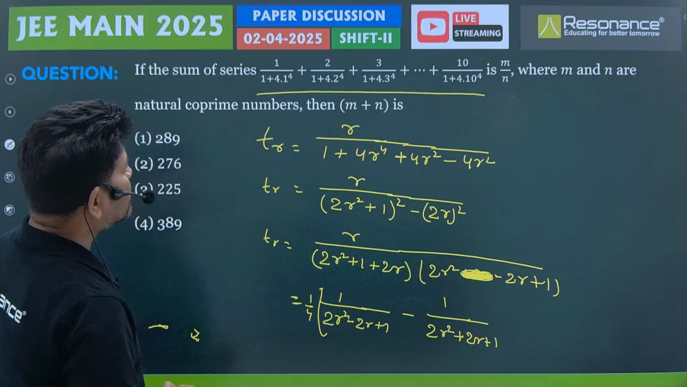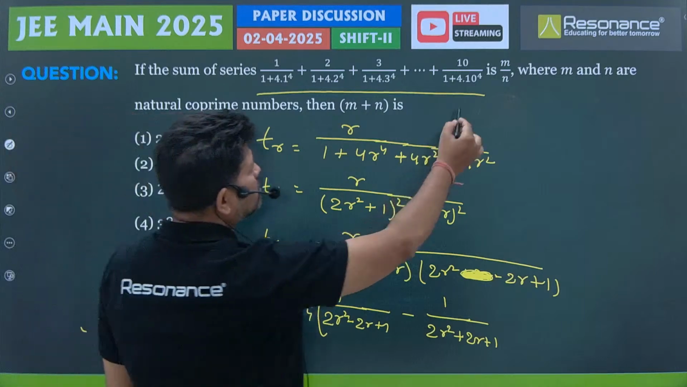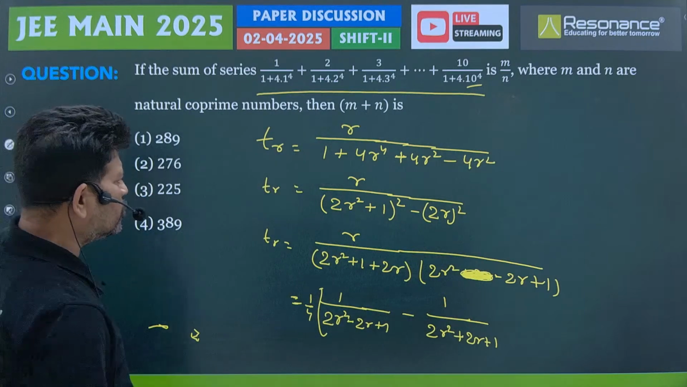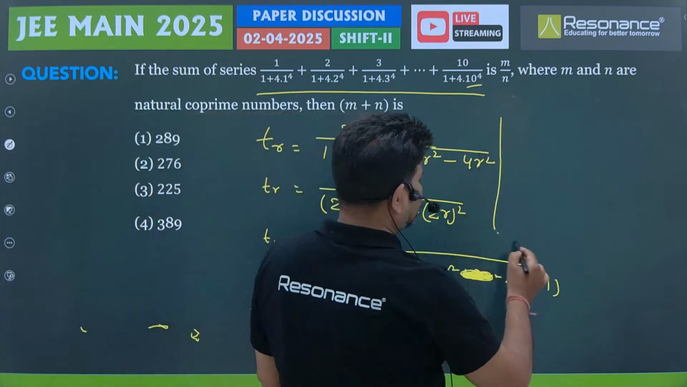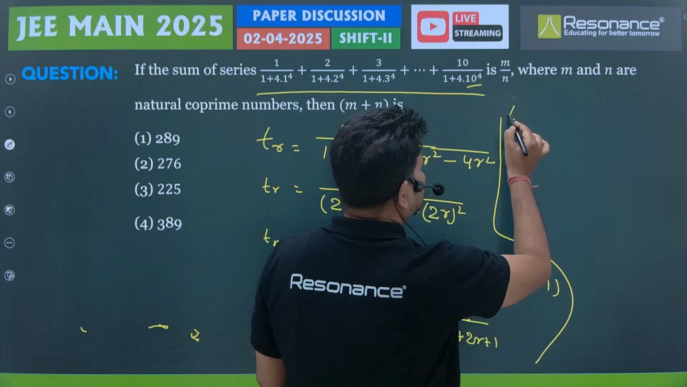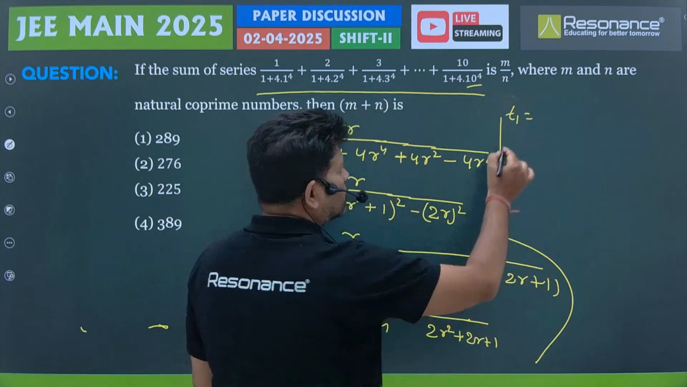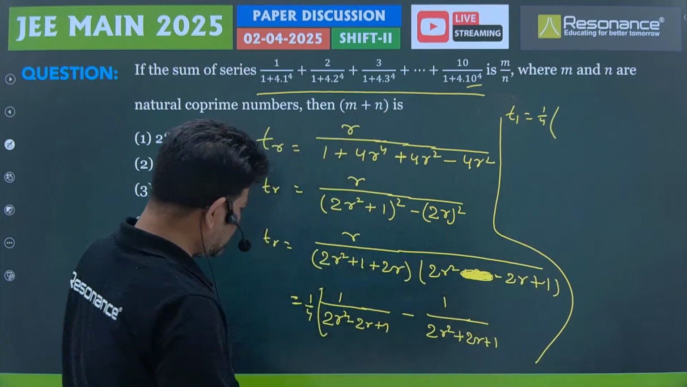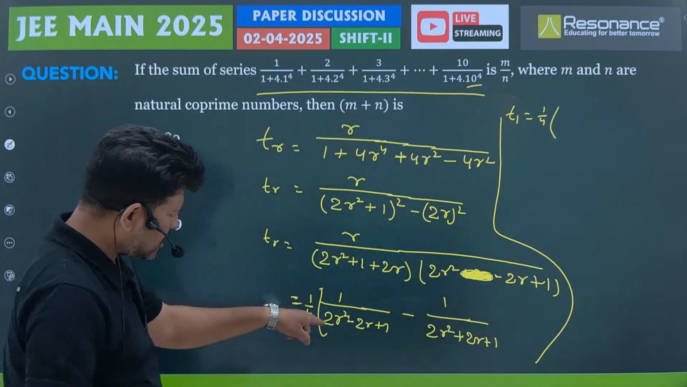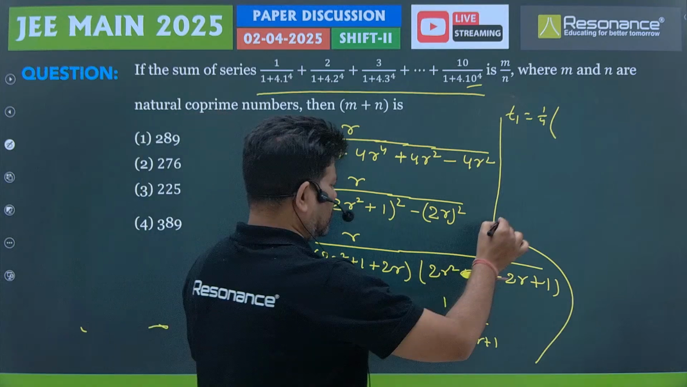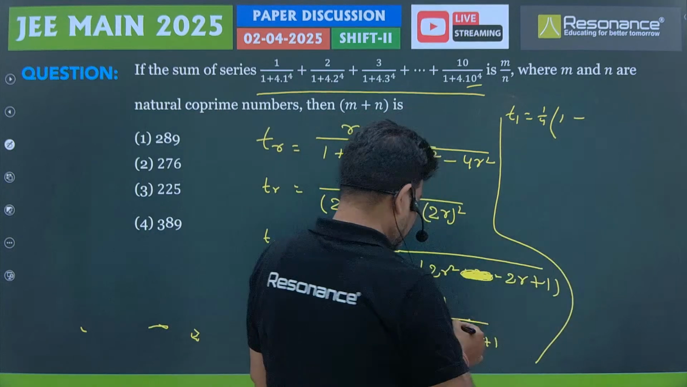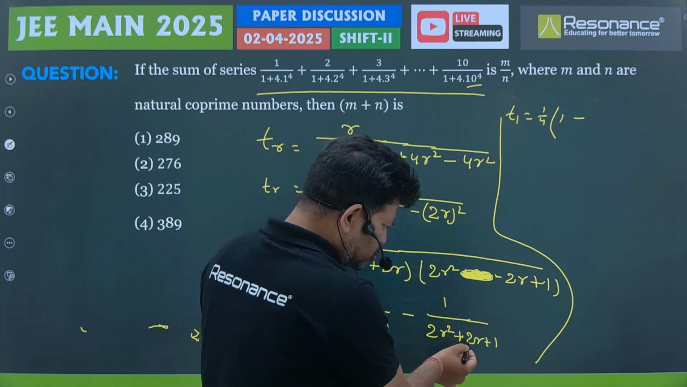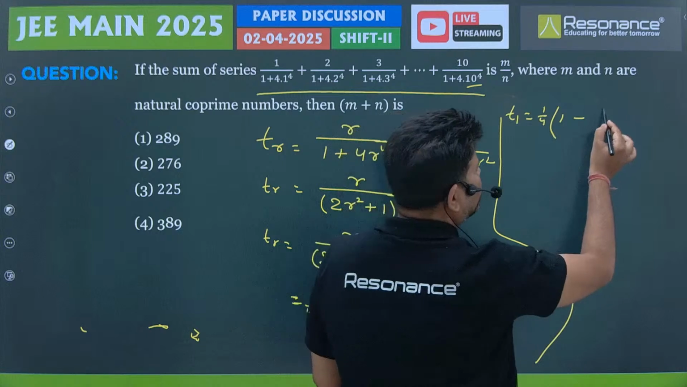Now you can see the terms are there up to 10 terms. So you can write it like T1, T2, T3. If I am writing T1, then 1 by 4 and here you put 1, so the value will come as 1, and 1 and 2 cancel, meaning 1 only. Minus 1 by, we get 2 plus 2 is 4 plus 1 is 5, so 1 by 5.